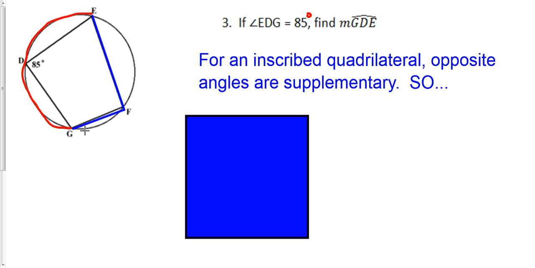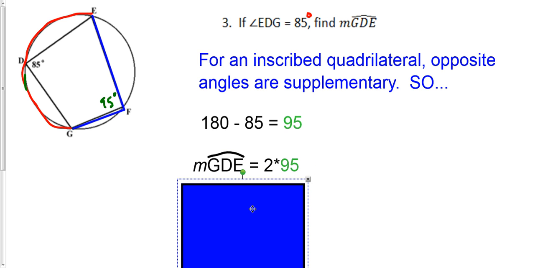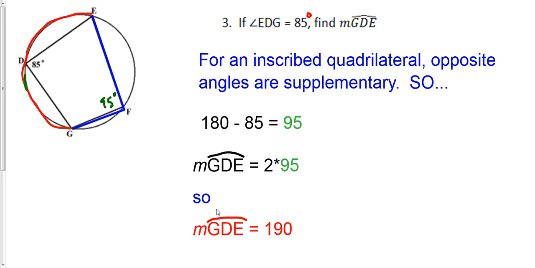To find that angle measure, remember for an inscribed quadrilateral, the opposite angles are always supplementary. So if this is 85, then 180 minus 85 would be 95. So right here we've got 95 degrees. If this is 95 degrees, how would we find the arc measure here? Well, the measure of GDE, this arc, is going to be 2 times that 95. So the measure of GDE equals 190. So this whole arc is 190 degrees.